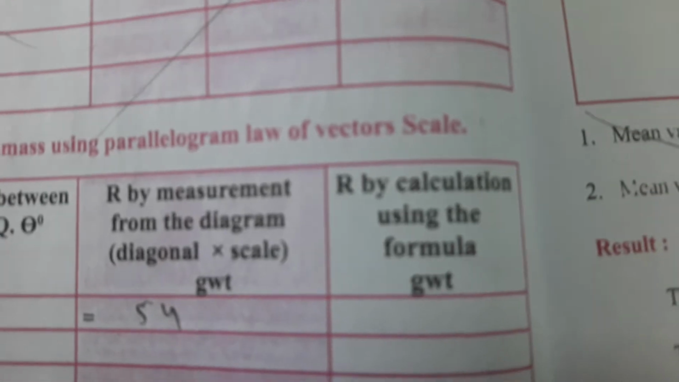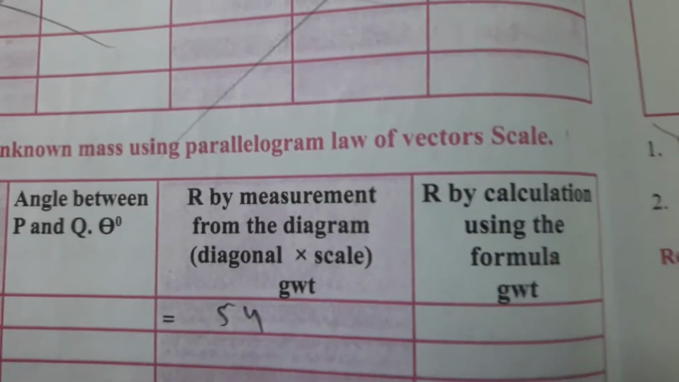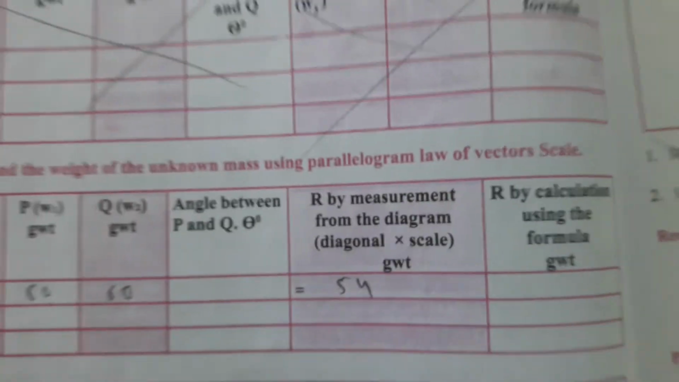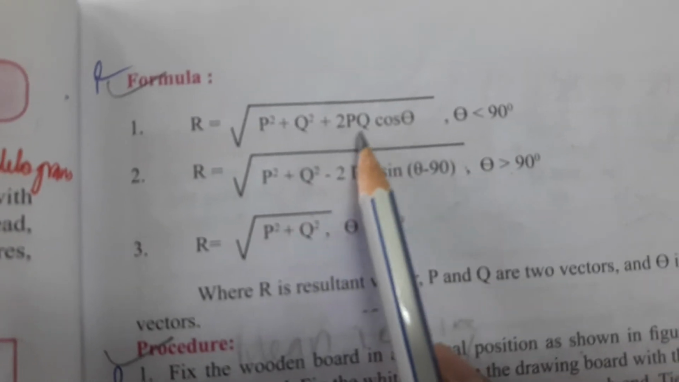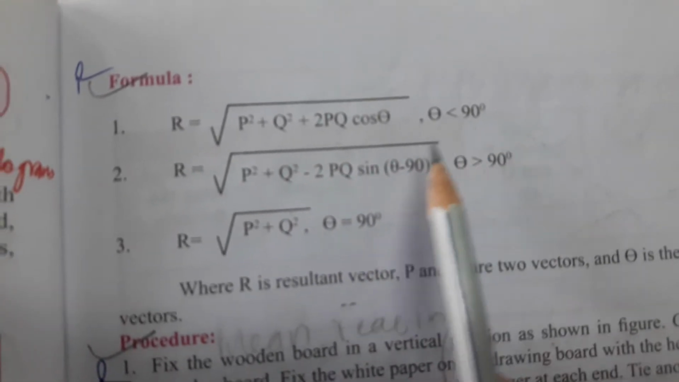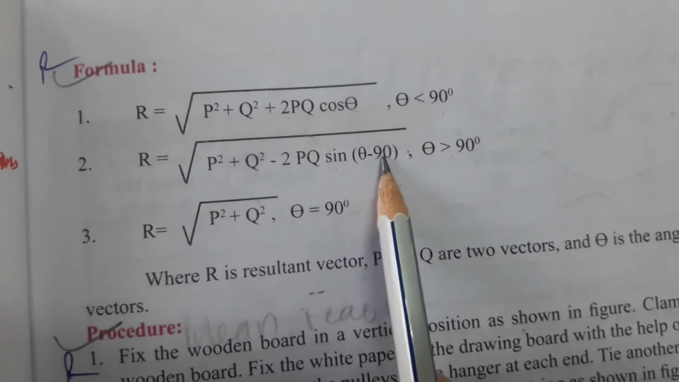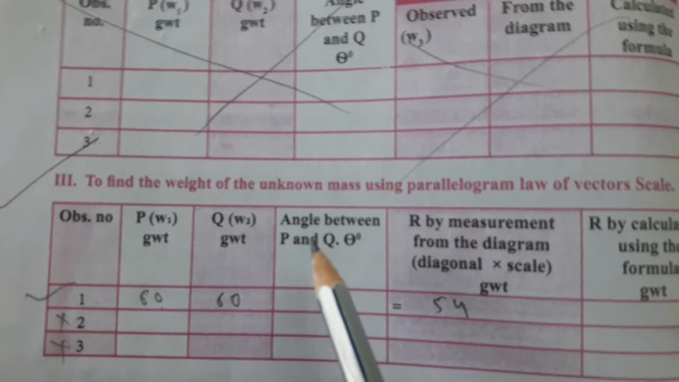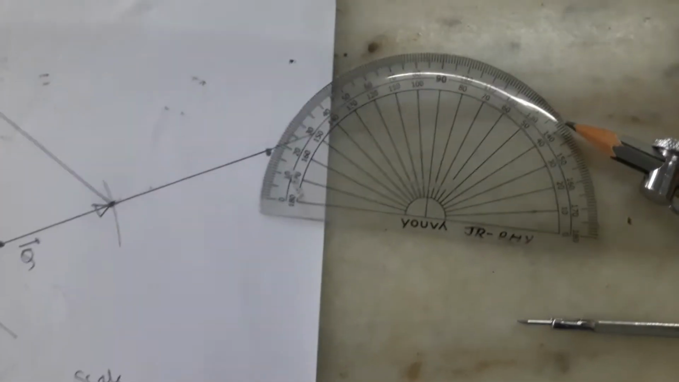Now we have to verify. We'll see that approximately we'll get 54 by calculation also. Now for the calculation part, we'll use this formula: R is equal to the square root of P squared plus Q squared plus 2PQ cos theta, for theta less than 90, or R is equal to the square root of P squared plus Q squared minus 2PQ cos theta, if theta is greater than 90. If you see in the observation table also, we have to find the angle between P and Q. That means this angle between P and Q we will measure with the help of this.